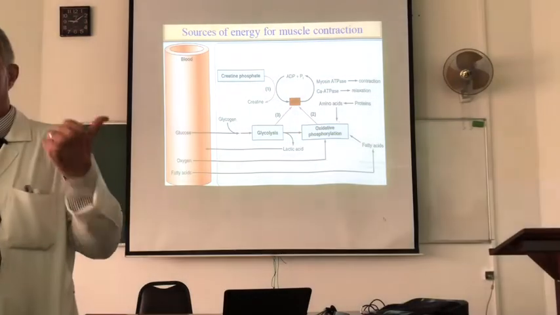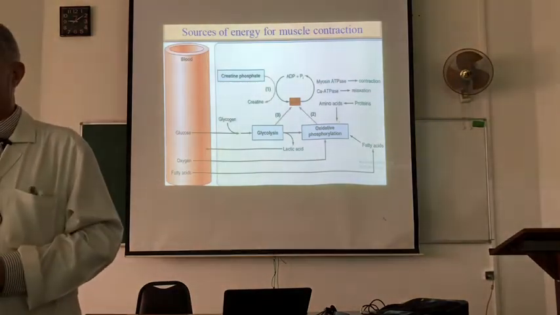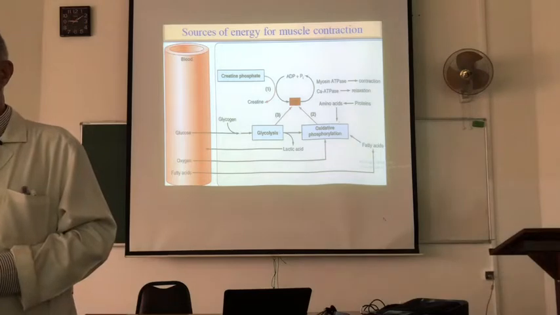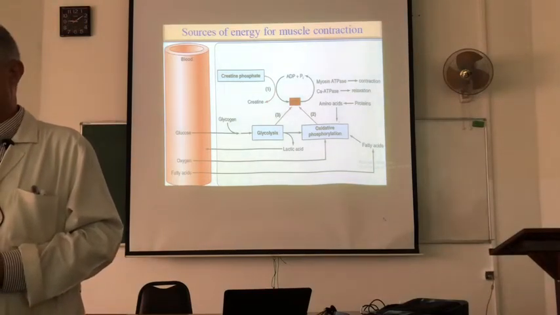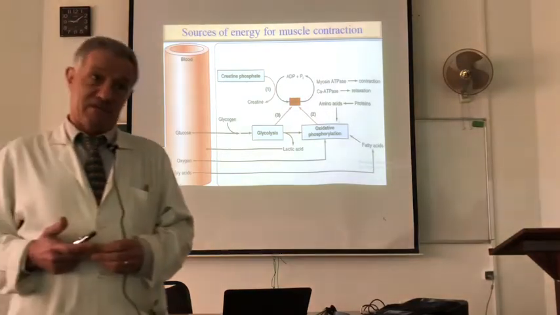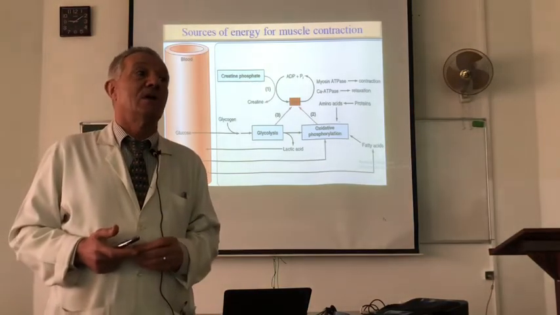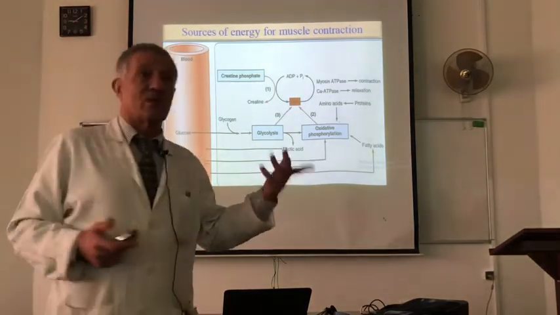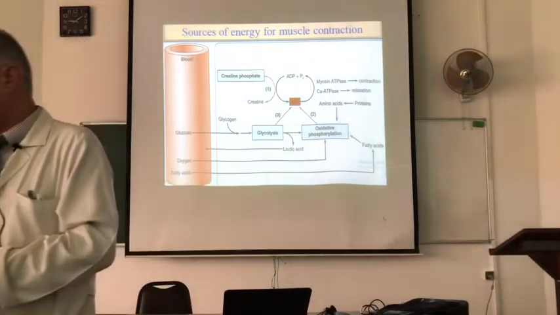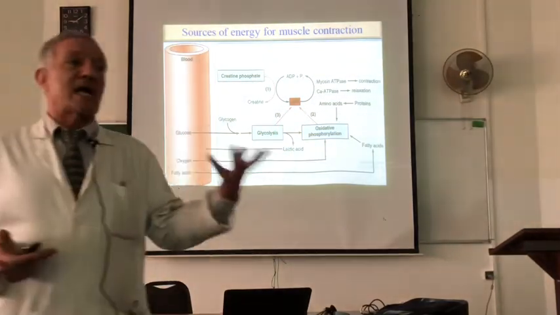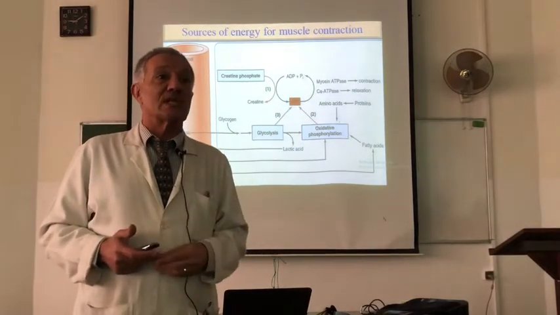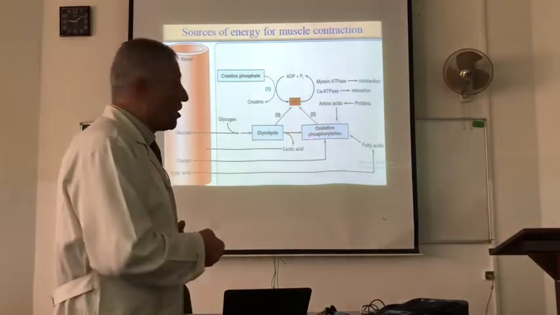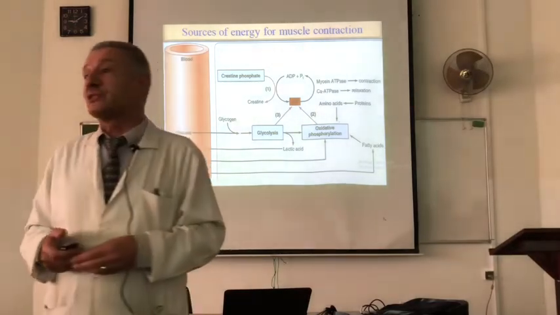Are we storing oxygen at the level of the muscle? We have a high store of oxygen. How? Myoglobin. Because myoglobin is a molecule similar to hemoglobin, we can store larger amounts of oxygen and use that oxygen for the process of oxidative phosphorylation.